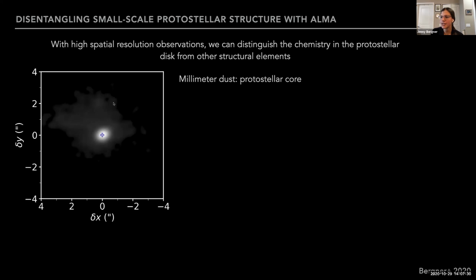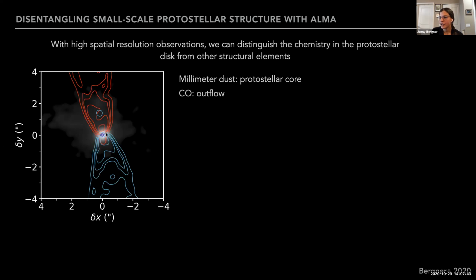First thing I'm showing you is the millimeter dust emission. We can see this really bright protostellar core where the disk is forming, but we also see this fluffier material that's probably just associated with the envelope. If you were to just look at CO, you would trace this really beautiful outflow from the protostellar core. And the red and blue contours are showing you emission that's moving away from us and towards us. So we can actually get some kinematic information as well, which will help us in disentangling these pieces.